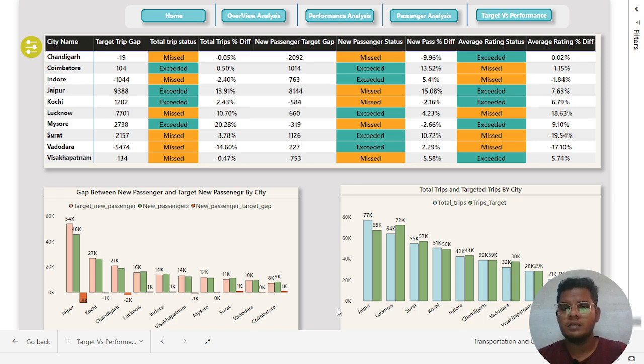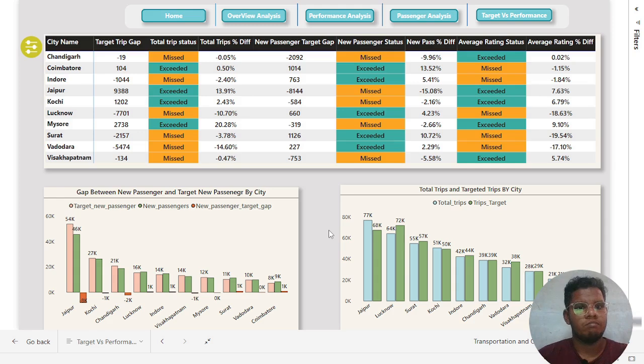And then the average status is exceeded. We are good at rating. The average rating difference is also minus, it means missed. Sorry, exceeded. This is Vadodara. And then these are the data for how much we lag behind the target, the gap between new passengers and the target new passengers by city.